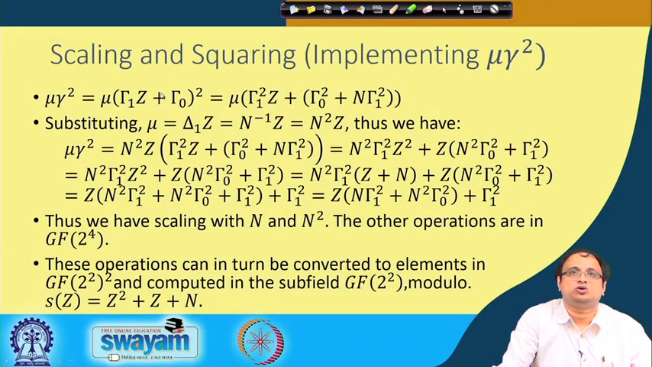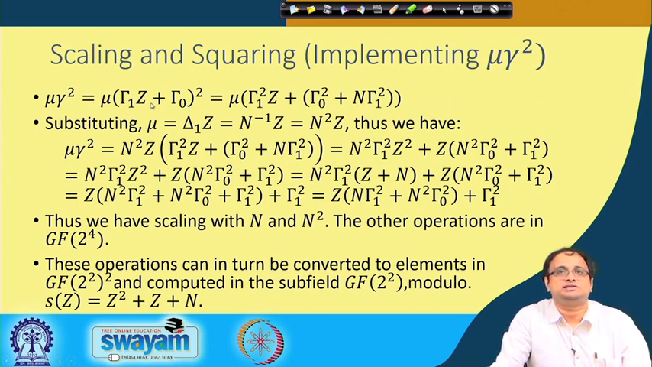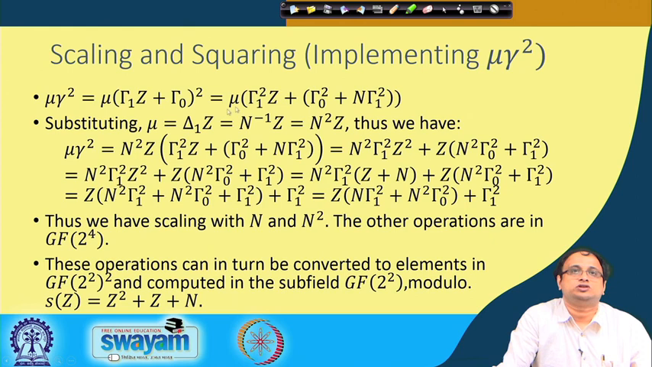So now let me just conclude this part by discussing the final effect of these optimizations on scaling and squaring. Scaling and squaring is nothing but calculating mu into gamma squared. Remember that gamma is now denoted as gamma 1 z plus gamma 0, and then I am doing a whole square on that. So if I do that, I will get gamma 1 square z square plus gamma 0 square. Remember that I am doing this in characteristic 2, and then we will replace z square with z plus n. So if you do that, you will get this as your result, and remember that mu, with which you are doing the scaling, is a constant, and that is essentially nothing but delta 1 z. Remember, delta 1 cannot be 0.